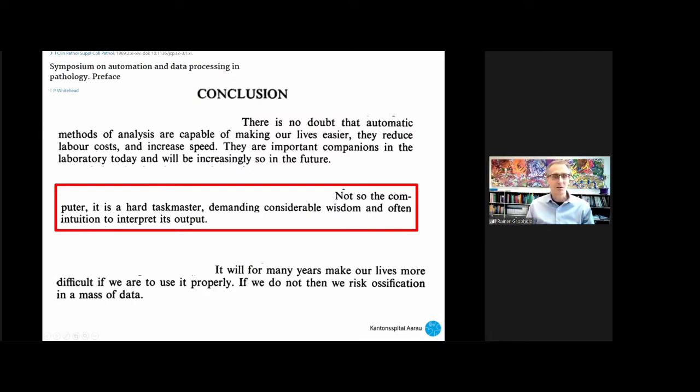There is no doubt that automatic methods of analysis are capable of making our lives easier. They reduce labor costs and increase speed. They're important companions in the lab today and will be increasingly in the future. But not so the computer. It's a hard taskmaster, demanding considerable wisdom and often intuition to interpret its output. That's very funny, isn't it? For many years, it will make life difficult if we are to use it properly, and if we do not, then we risk ossification in a mass of data. That's more than 50 years ago, and I think it has some actual meaning in these times today.